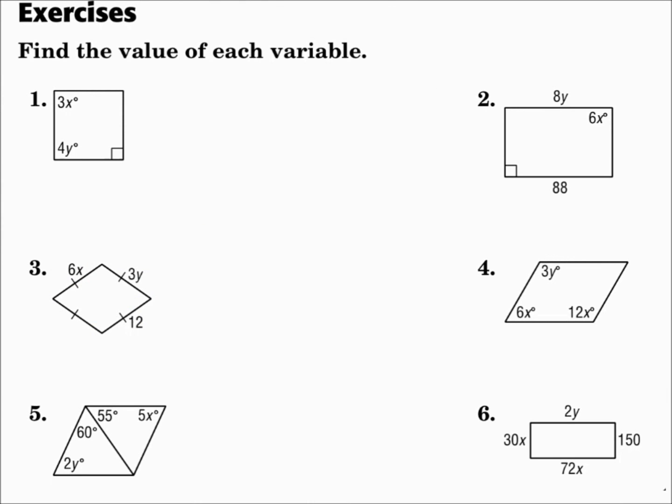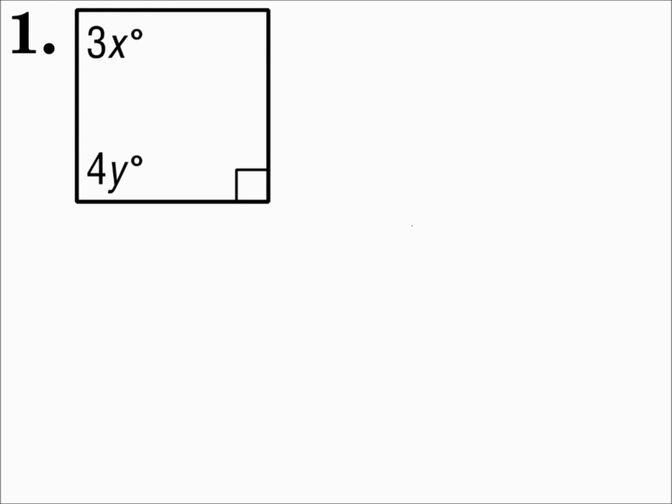Find the value of each variable. And even though it doesn't say, all of these are parallelograms. So we'll use the properties of parallelograms. For number 1, since this parallelogram has a right angle, then it has four right angles. That's one of the properties.